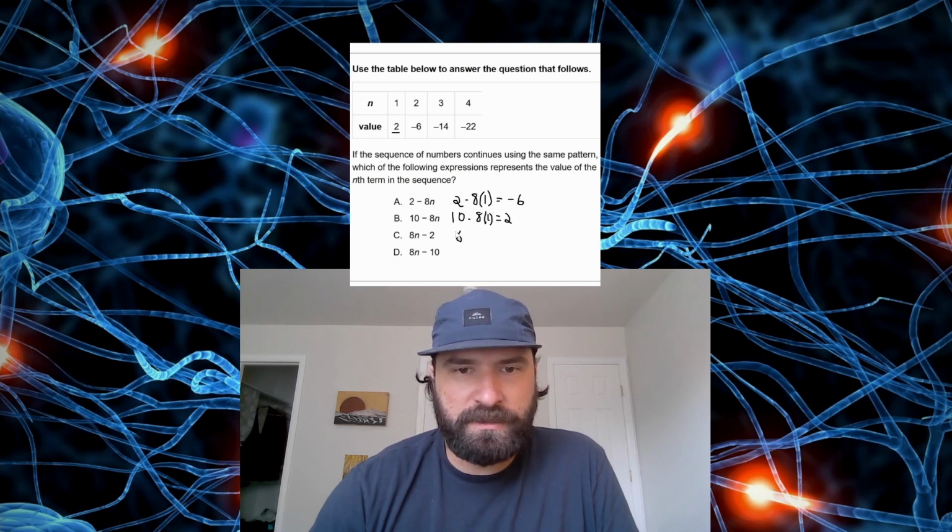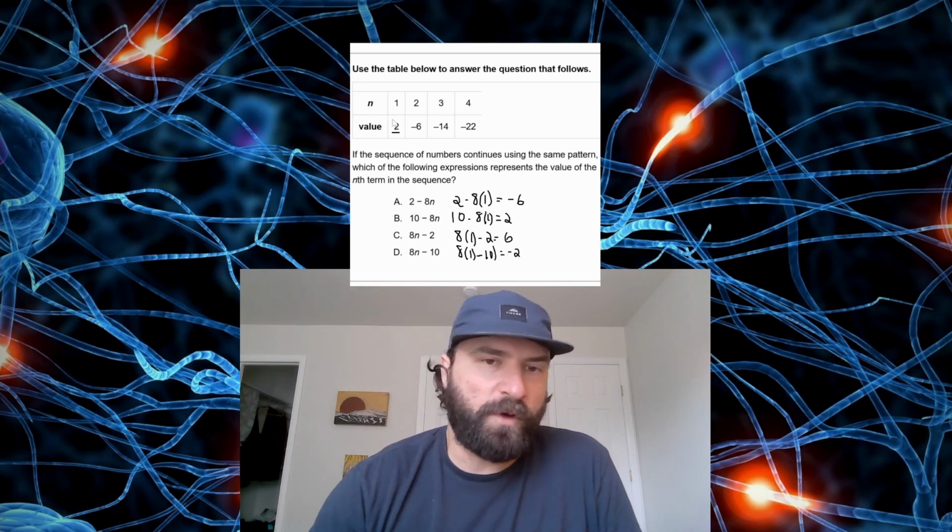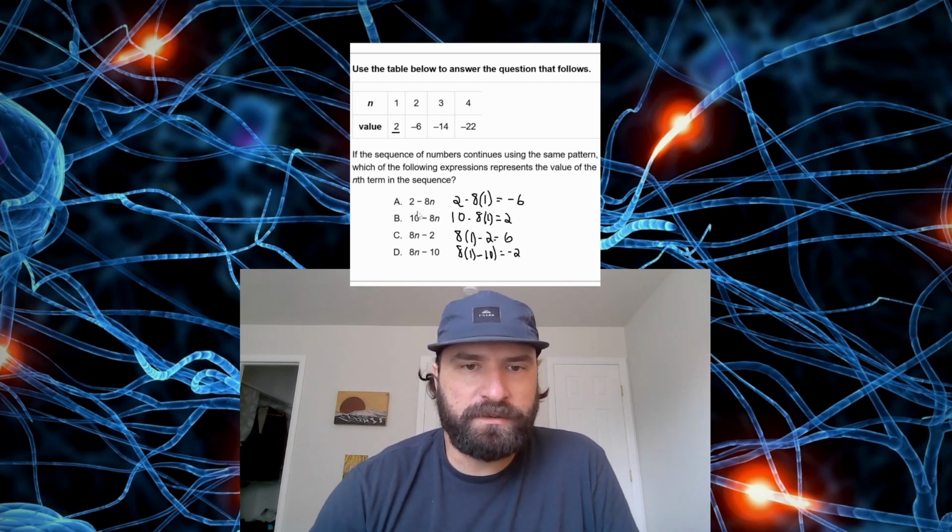So we have 8 times 1, plugging in 1 for n, minus 2. That's going to equal positive 6, so that doesn't look very good. And then 8 times 1 minus 10 is going to equal negative 2. So the only one that worked out with a random value from the table is B, so our answer must be B.